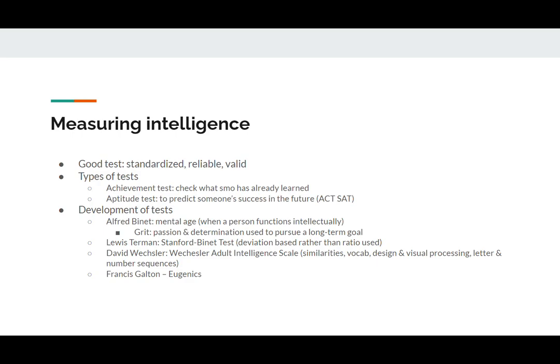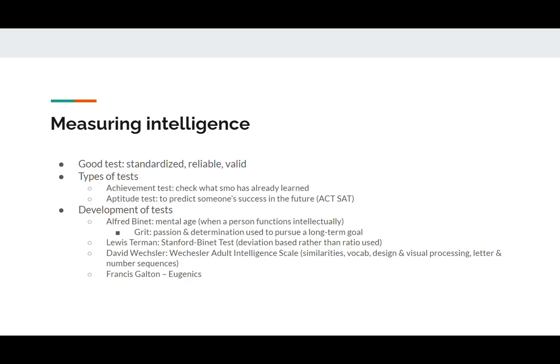And then we have David Wechsler. The Wechsler Adult Intelligence Scale is the most used intelligence test and contains different subtests like testing similarities, testing vocab, testing design and visual processing, testing letter and number sequences. It is so well known that there is also a Wechsler Intelligence Scale for children.